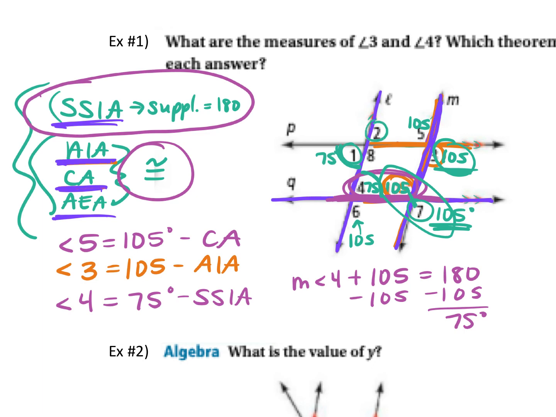What's the measure of angle 2 going to be? 75. That's vertical, right? Or these two are same side interiors, so they have to add up to 180.